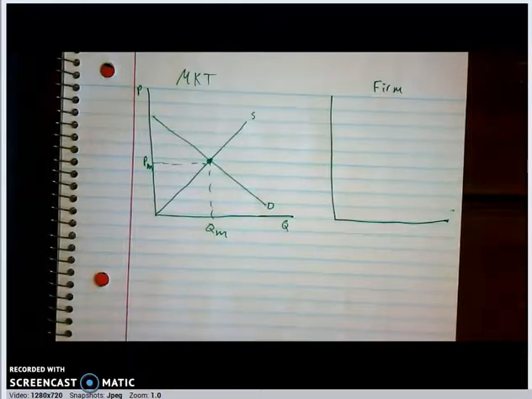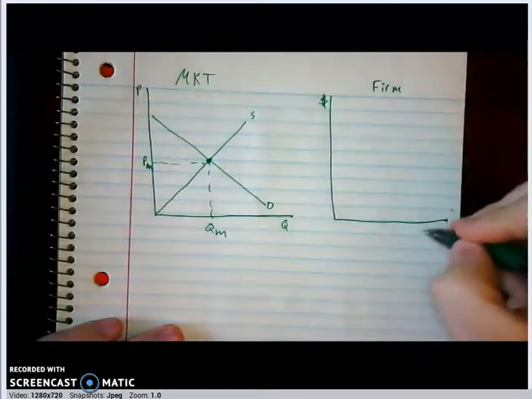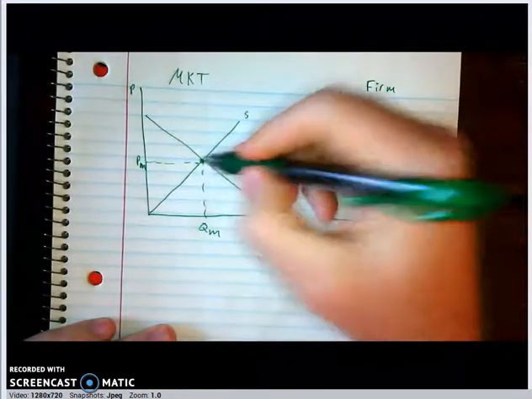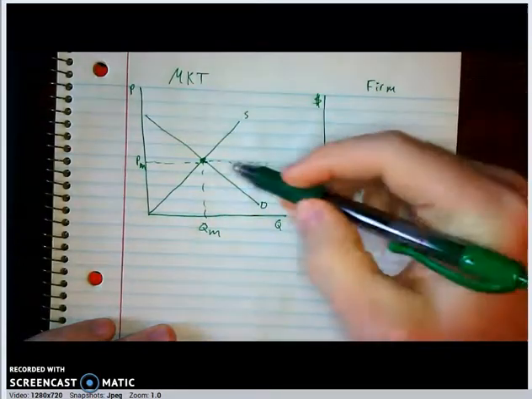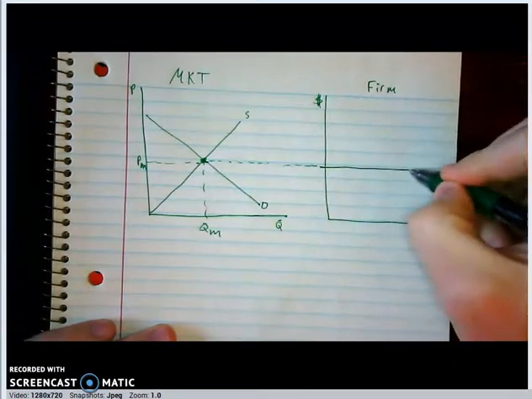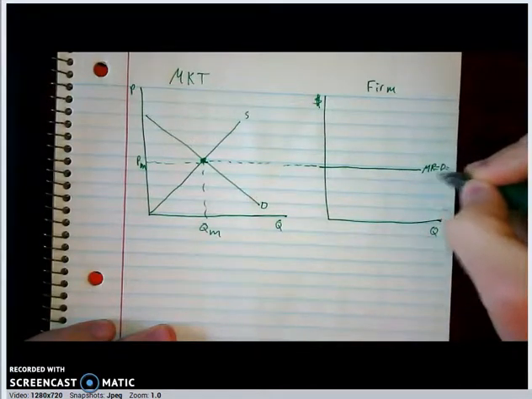I told you guys, this firm gets its price from the market. They have to sell at exactly whatever the market price is. So if this is the market price right here, this firm is going to sell at that same price. The way I show that is with these little dashed lines going across. And this would be the firm's marginal revenue, demand, average revenue, and price.